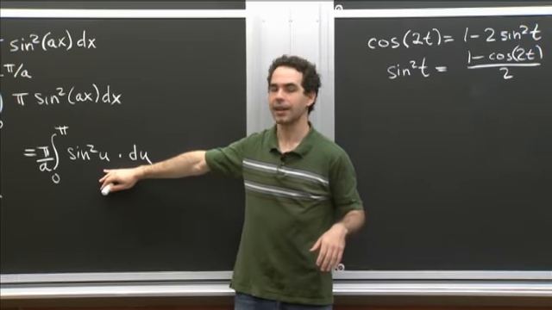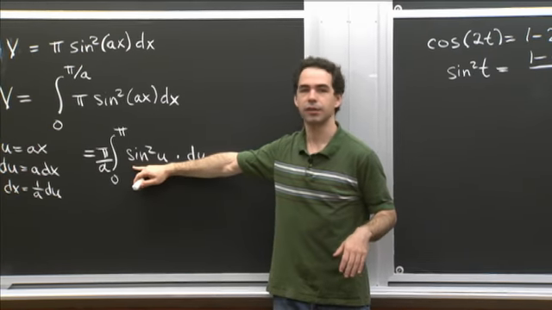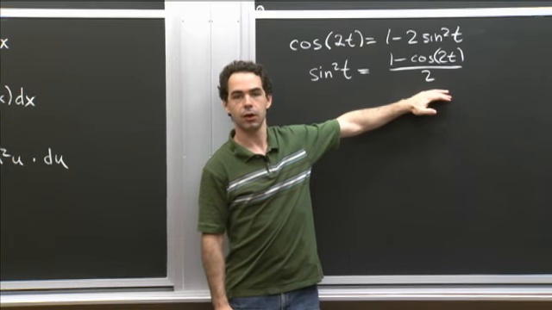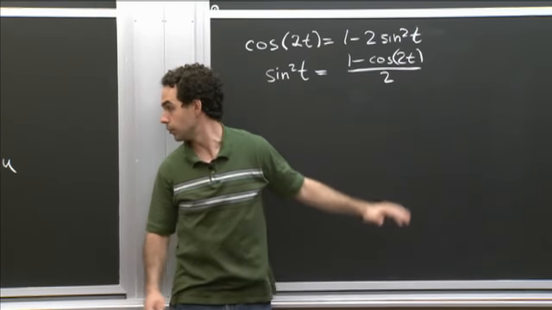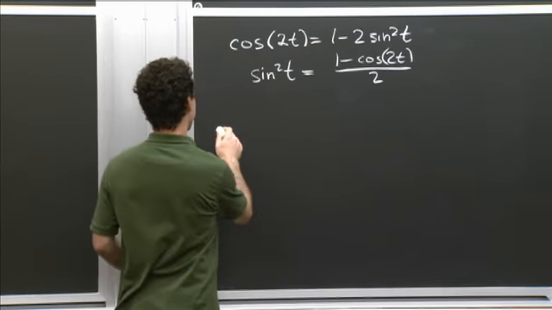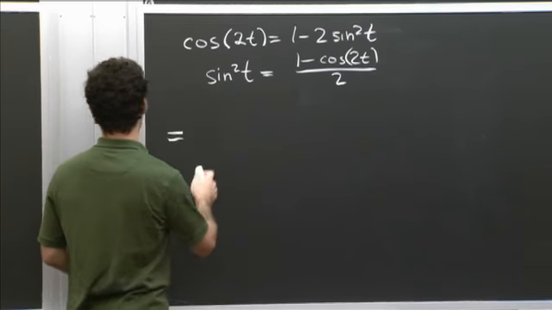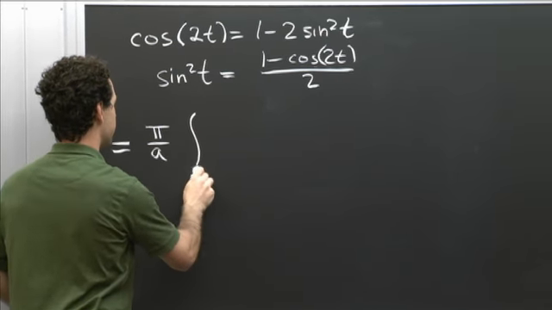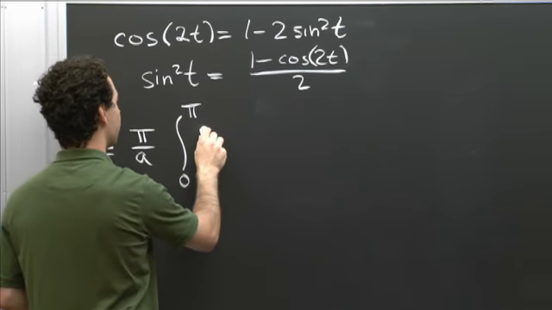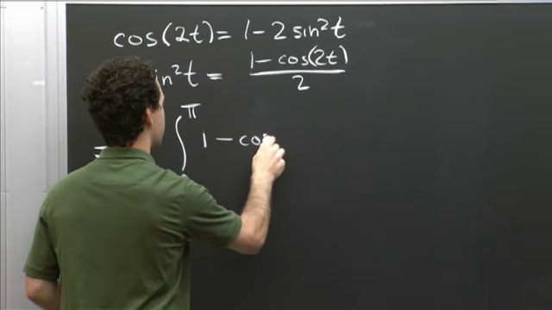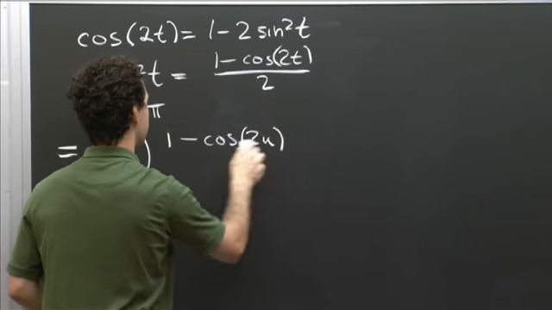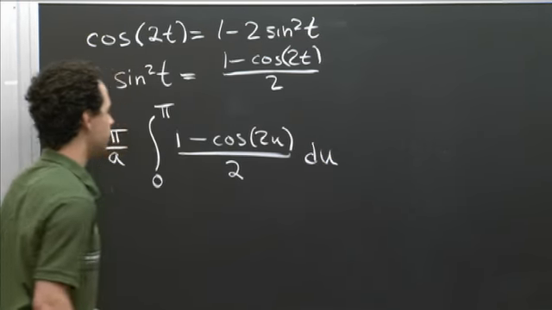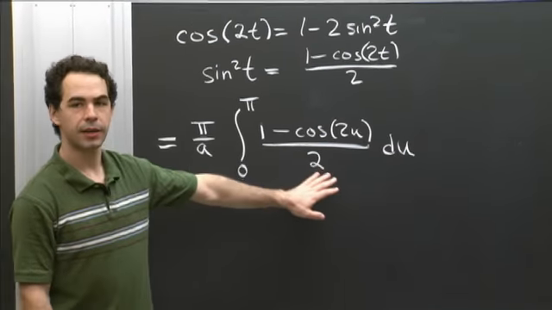In particular, it's true when t is equal to u. Back over here, we can rewrite this by replacing sine squared u with 1 minus cosine of 2u divided by 2. So our integral is equal to, well, we've still got the pi over a in front, integral from 0 to pi of 1 minus cosine of 2u over 2 du. Okay, and so now we integrate it.